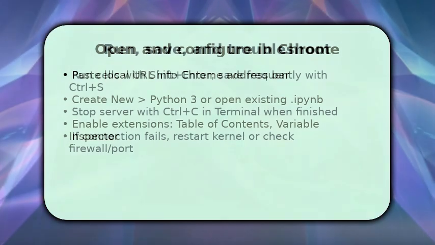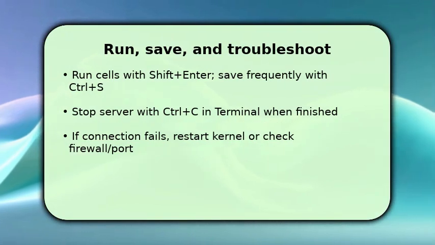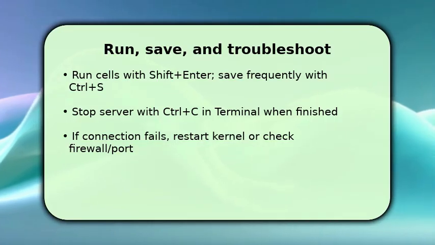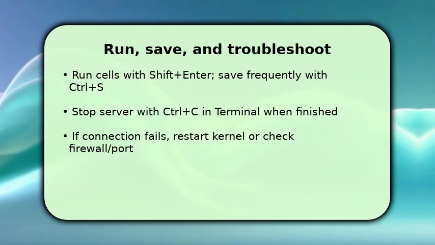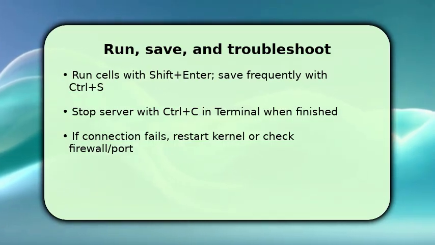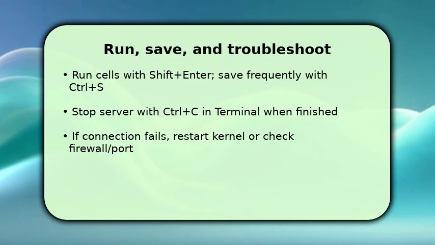You'll execute code by selecting a cell and pressing Shift plus Enter. Make a habit of saving with Control plus S or File, Save and Checkpoint. When you're done, stop the Jupyter server in terminal using Control plus C and confirm termination.